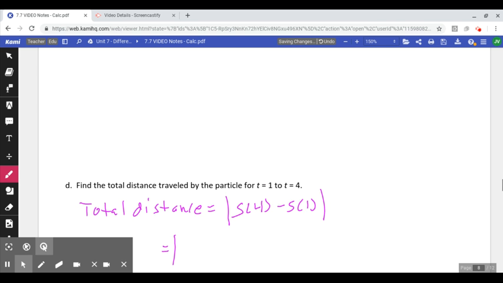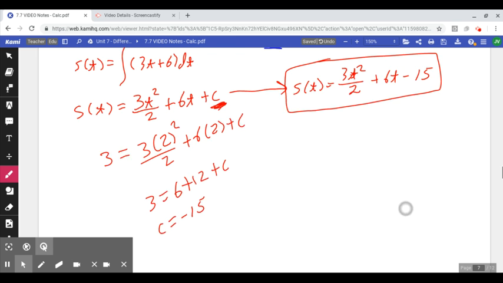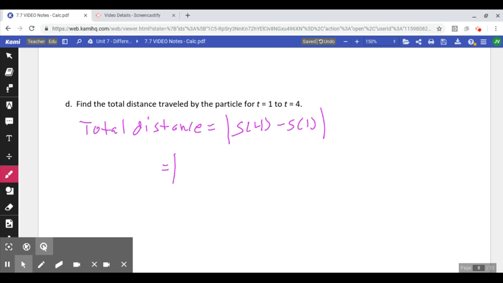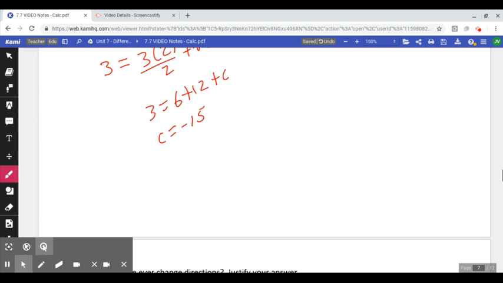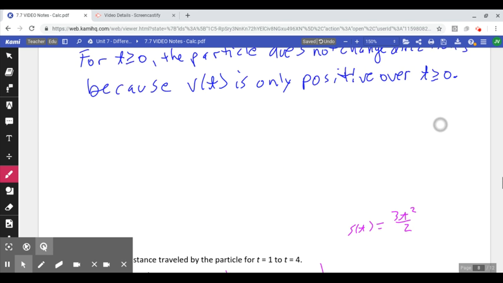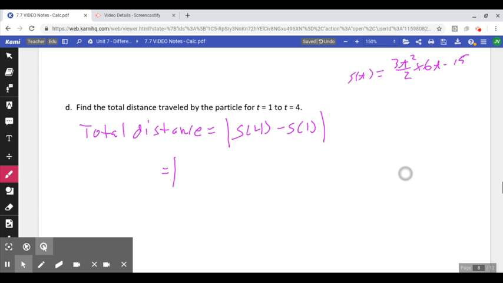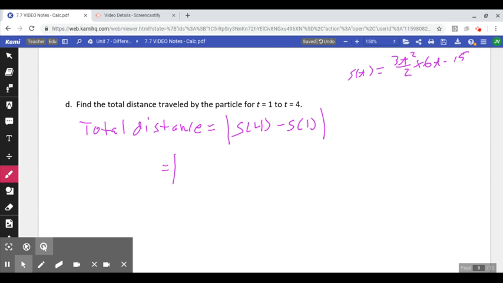So we'll look at what s at 4 is first. We'll go back to our equation for s of t, which is 3t squared over 2. Might have to go back and forth a little bit here. So let's write that down. We've got 3t squared over 2, and then I'll reference it one more time, plus 6t minus 15. Perfect. So we're going to figure out what that is for s at 4 and s at 1. We'll try that on the right-hand side of the board.